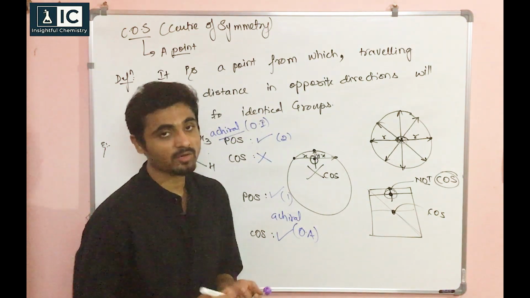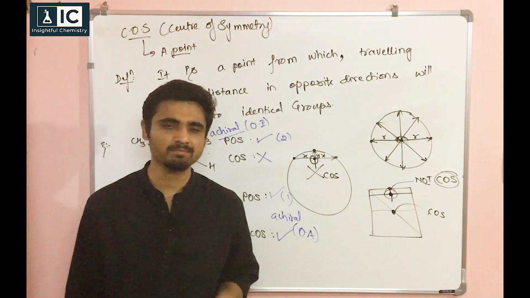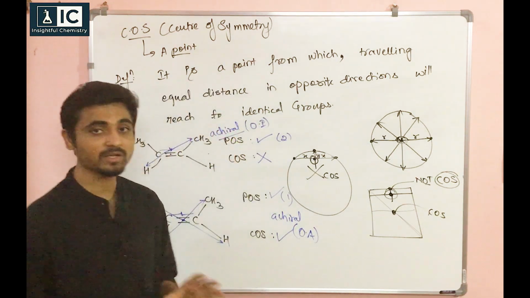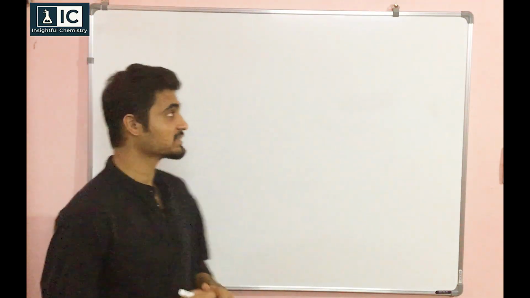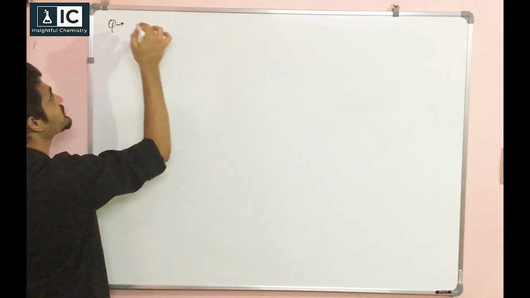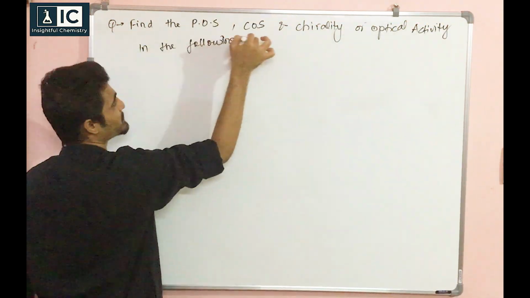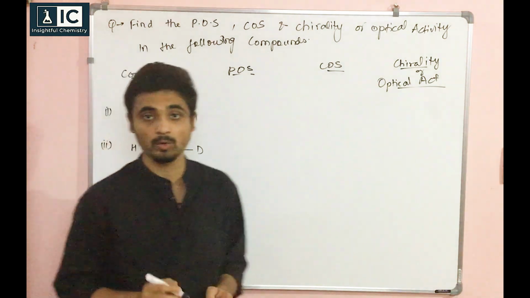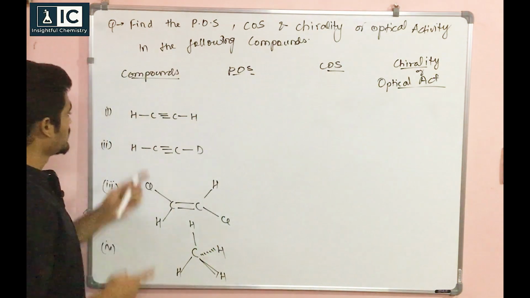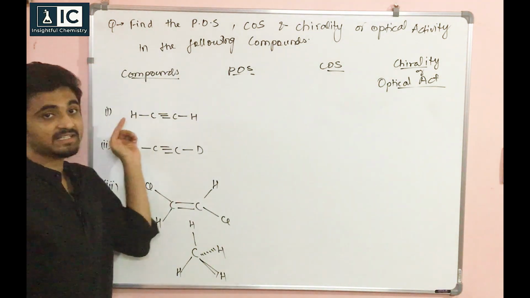Okay, so we are going to try this in more complex compounds also. So let's move on to the next set of questions. Okay, now we will be solving more. Okay, so let's start with some examples. I'm writing the question, you also write. Okay, so let's start. Now you see the first one, it is a linear compound.